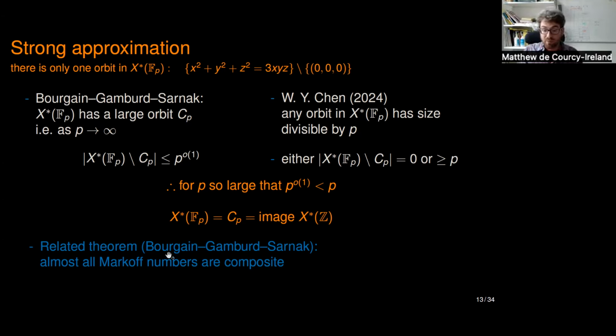And reducing mod p allowed Bourgain, Gamburd, and Sarnak to prove a related result about how Markoff numbers factor. Almost all the Markoff numbers are composite. So that is certainly true in the ambient universe of all numbers. Most of them are composite. But if you restrict to a sparse subsequence, it's quite difficult to prove that all numbers are composite. So they were able to do that in the Markoff case by understanding what happens when you reduce mod p.